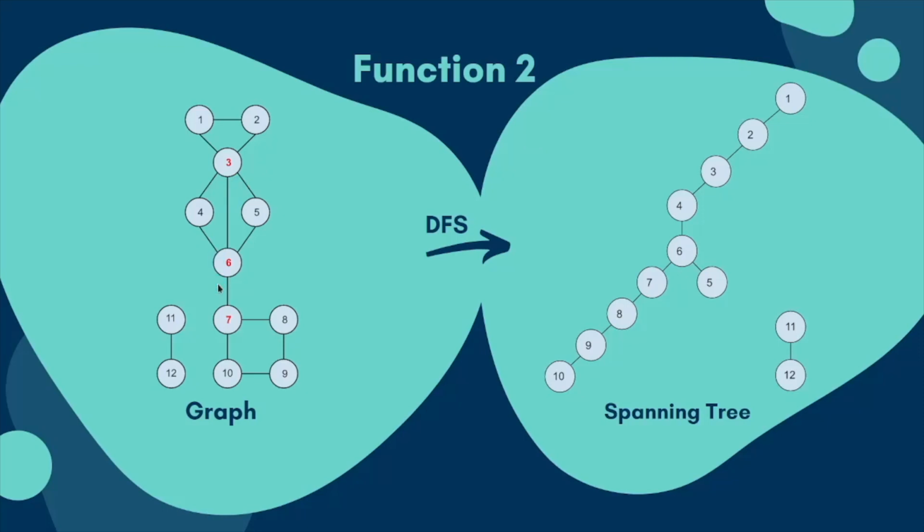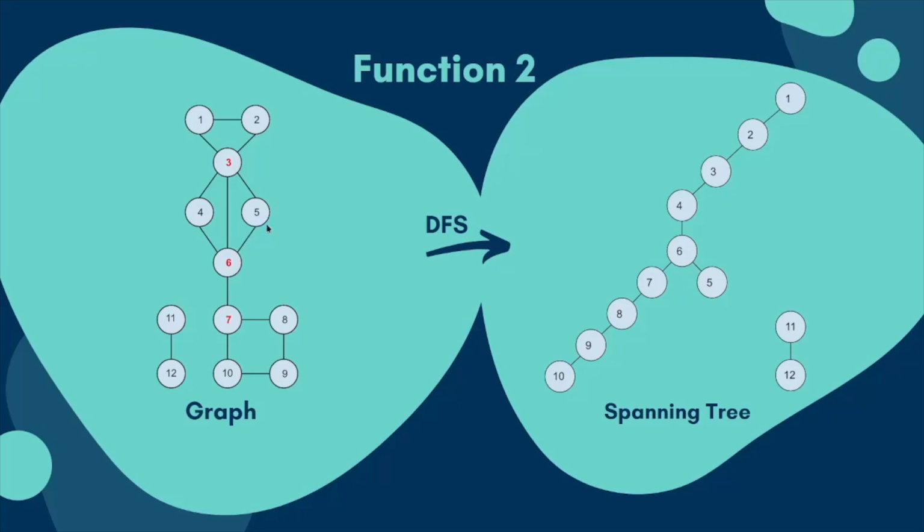So according to the algorithm, we need to run DFS on this graph and find the spanning tree. We start from node 1, then keep visiting the adjacent nodes to find the spanning tree. So from 1 we go to 2, and then 3, and then 4, then 6. After that we visit 7, and then after 7 we visit 8, then 9 and 10. But here we see there's no other non-visited nodes left. So we come back to node 6 and then we see that there's one non-visited node which is 5, then we visit 5.